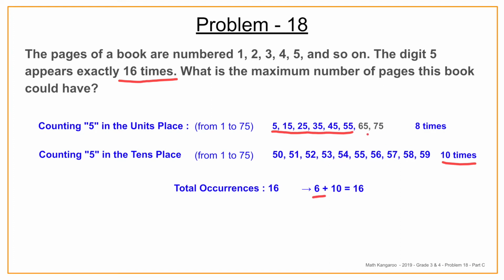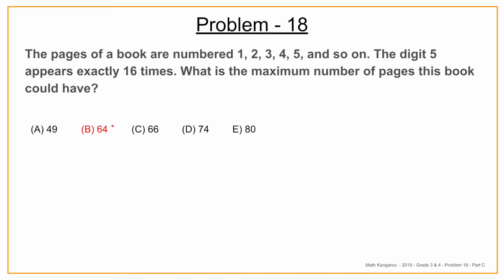And 6 is, we cut this out, make it 6. Now we see that we have 59, 55. So it's not going till 65. It's less than 65, that is 64. So what is our answer? Since we have exactly 16 occurrences, the maximum number of pages in the book is 64, which is answer option B, 64. Perfect. Let's move on to the next exciting challenge.